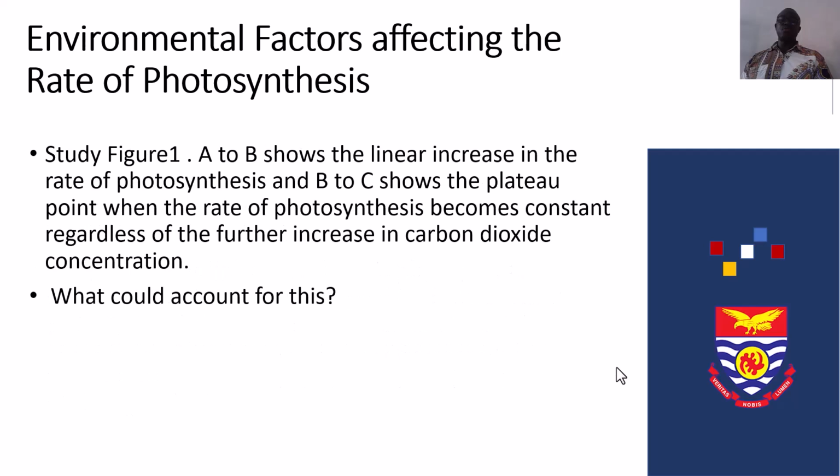So study figure 1. A to B shows the linear increase in the rate of photosynthesis, and B to C shows the plateau point when the rate of photosynthesis becomes constant regardless of the further increase in carbon dioxide concentration. What would account for this?